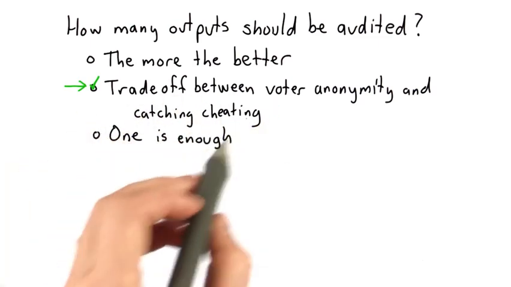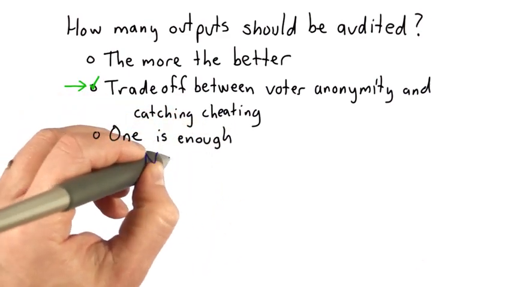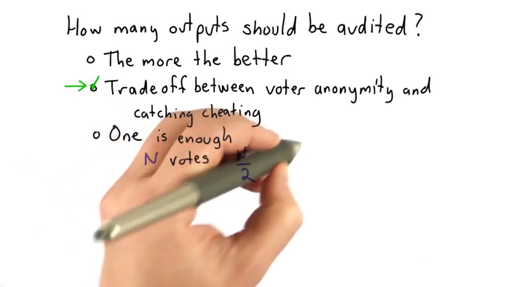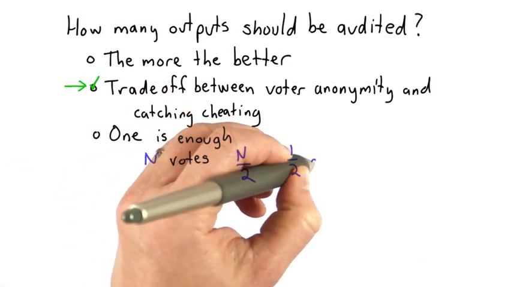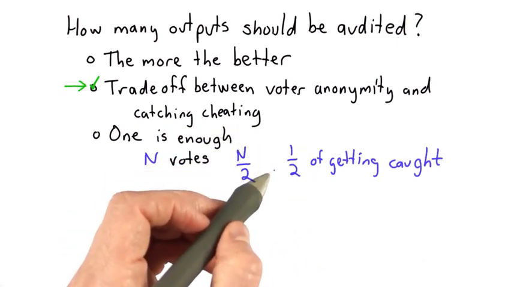If we just audited one output, the chances of catching cheating would be too low. If there are n votes, a mixnet could cheat on half of them with only 1/2 probability of getting caught. This is much too low. It's probably not necessary to cheat on half of the votes.